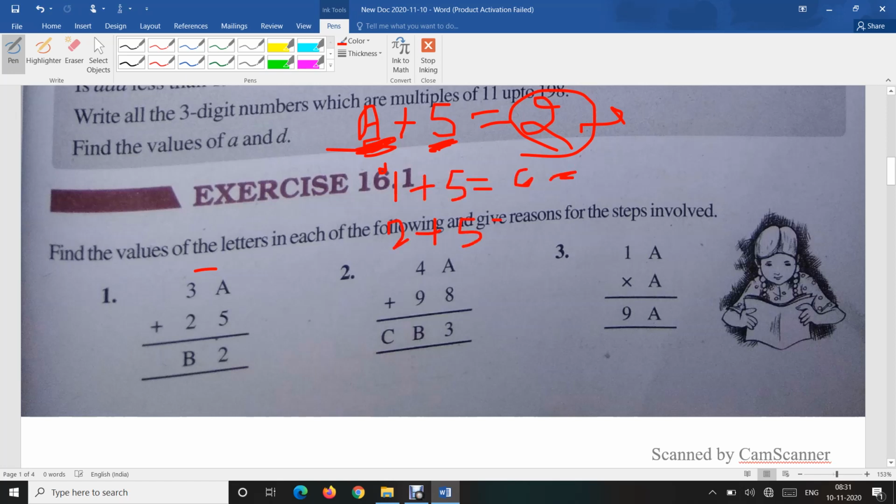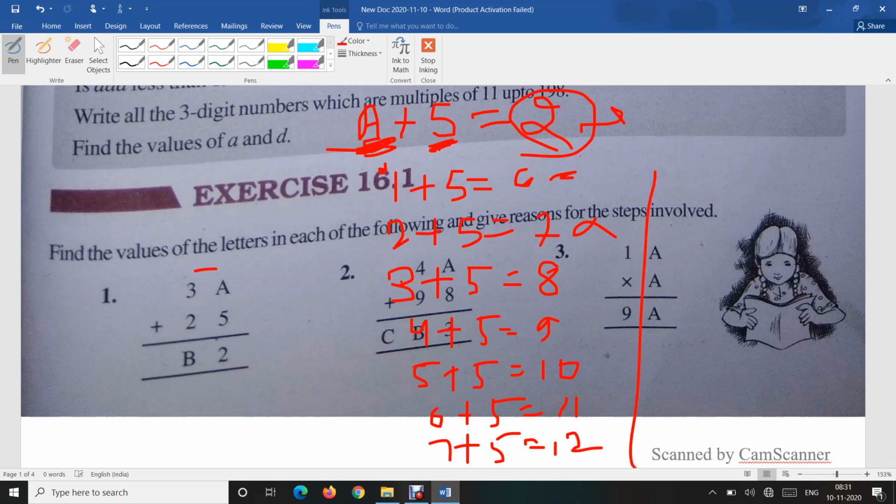Then 2 plus 5 is equal to 7, not satisfy. 3 plus 5 is equal to 8, 4 plus 5 is equal to 9, 5 plus 5 is equal to 10, 6 plus 5 is equal to 11, 7 plus 5 is equal to 12, 8 plus 5 is equal to 13, and 9 plus 5 is equal to 14. Now you have to choose the sum whose unit digit is 2.